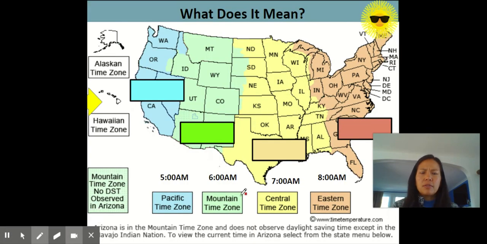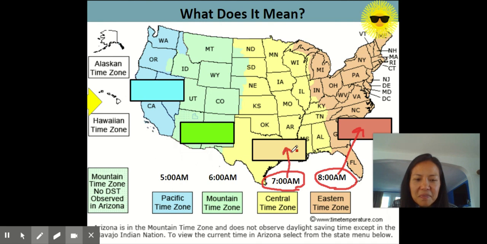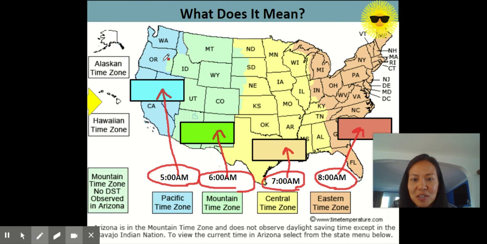So what does it mean that different time zones have different names? Well, that means when it is 8 a.m. here in Connecticut in the Eastern time zone, it is only 7 a.m. in Texas, and it is only 6 a.m. in Colorado in the Mountain time zone, and 5 a.m. in California and Washington and Oregon. So when you wake up at 8 a.m. in the morning here in the Eastern time zone, if you have relatives in the Pacific time zone in California, don't call them because it's still 5 a.m. in their hour during their time.